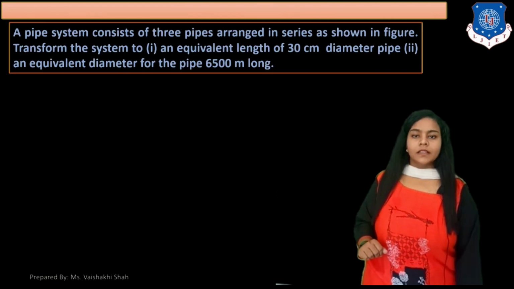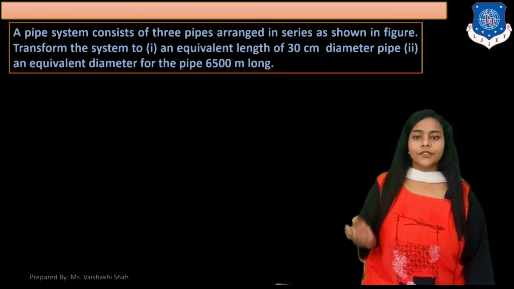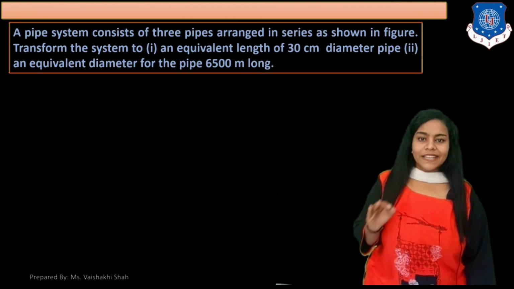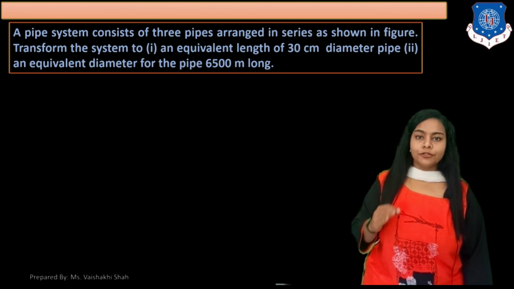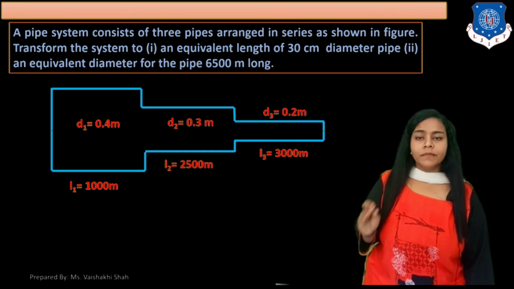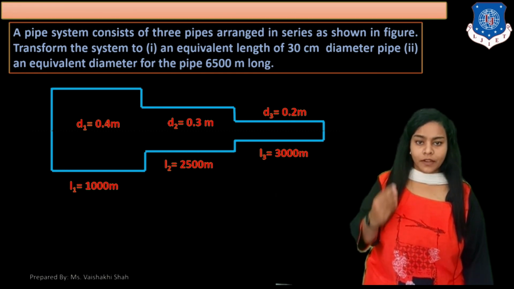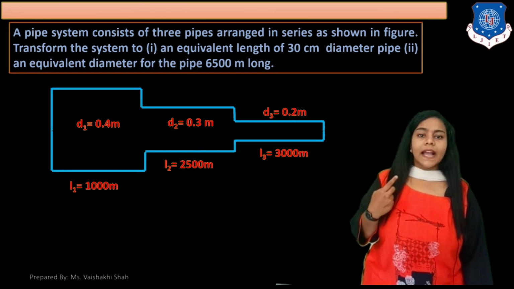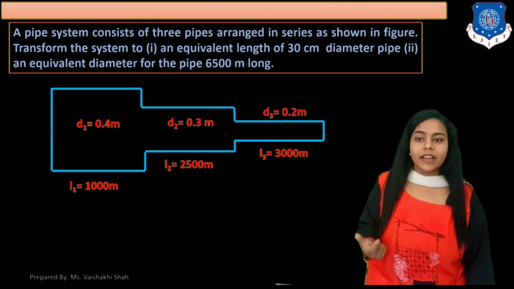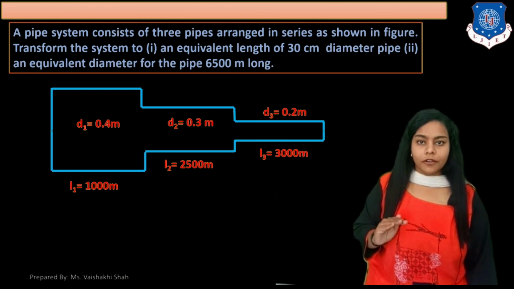Okay. Now, our next example: a pipe system consists of 3 pipes arranged in series as shown in the figure. Transform the system to, first, an equivalent length of 30 centimeter diameter, and second, an equivalent diameter for the pipe 6500 meter long.